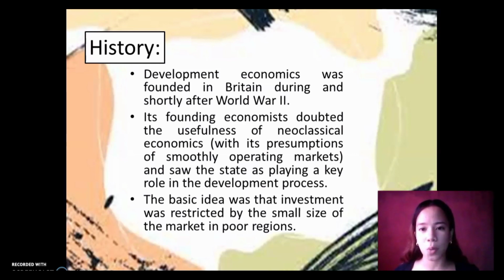So its history. Development economics was founded in Britain during and shortly after World War II. Its founding economists doubted the usefulness of neoclassical economics, with its presumptions of smoothly operating markets, and saw the state as playing a key role in the development process. The basic idea was that investment was restricted by the small size of the market in poor regions.